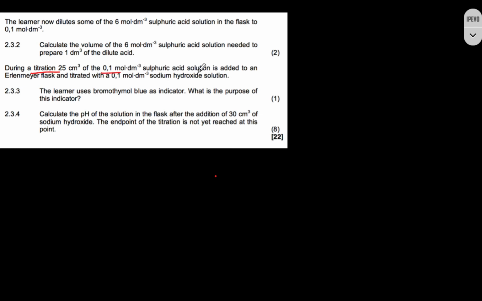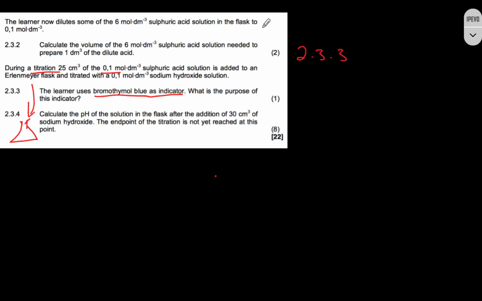Now they're saying during a titration, very important, we're talking about a titration where 0.1 mole per dm cube sulfuric acid solution is added to an Erlenmeyer flask, or the conical flask, and is titrated with 0.1 moles per dm cube sodium hydroxide. They say the learner uses bromothymol blue, so this is an indicator. What is the purpose of the indicator? This is very easy, 2.3.3.